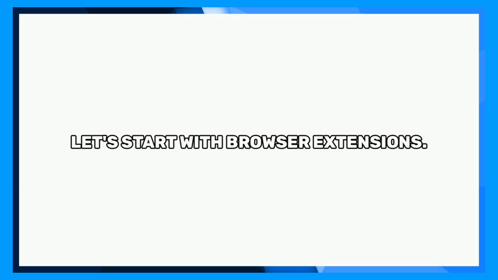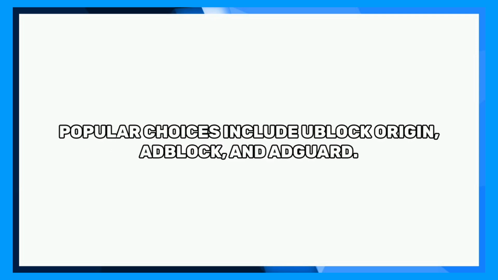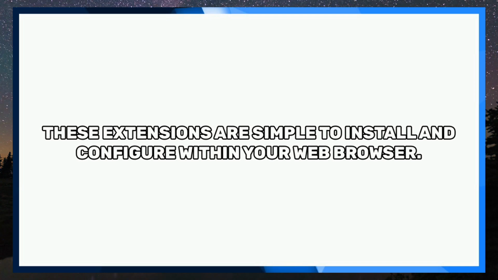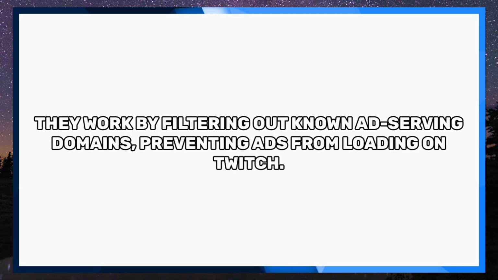Popular choices include Adblock Origin, AdBlock, and AdGuard. These extensions are simple to install and configure within your web browser. They work by filtering out known ad-serving domains, preventing ads from loading on Twitch.